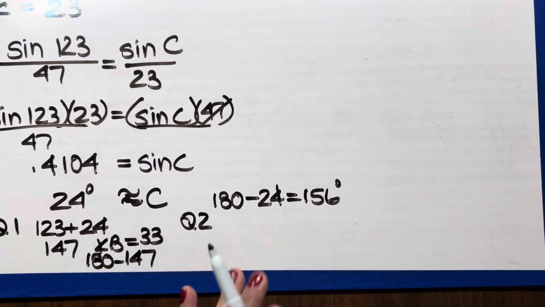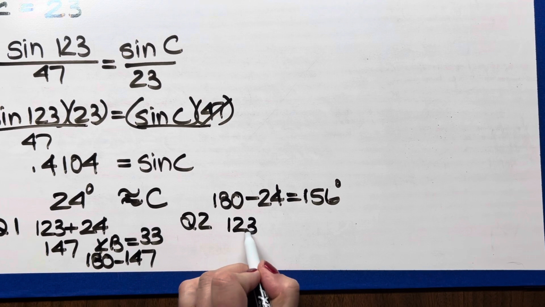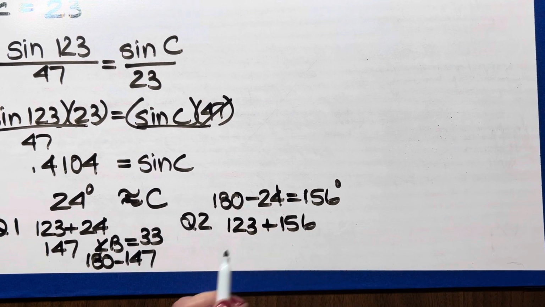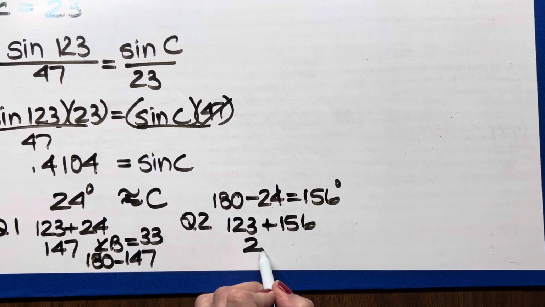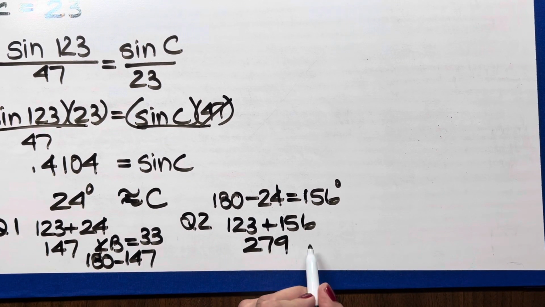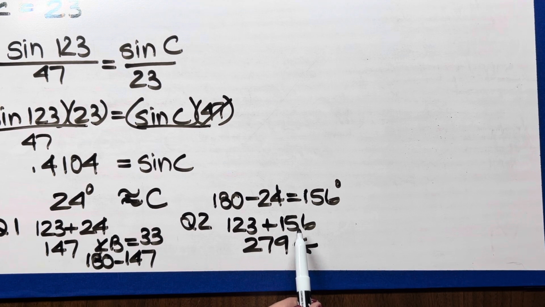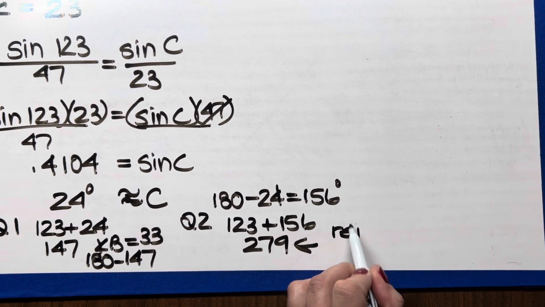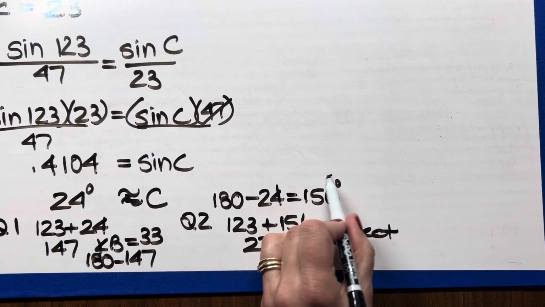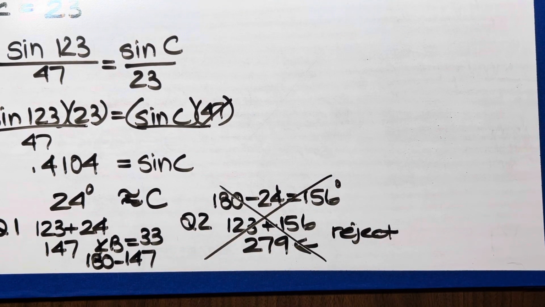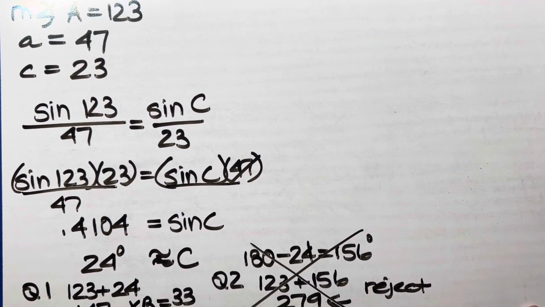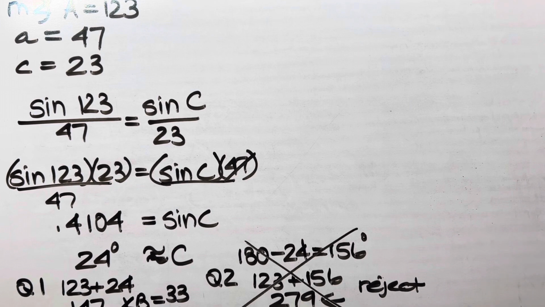So let's look at quadrant 2. If I take 123 degrees and add it to 156 degrees, I get 279 degrees. There is a red flag because triangles only have 180 degrees between all three angles. So I can't make a triangle that has a 123 degree angle and a 156 degree angle. So this is too big. I reject my second value. This is not going to work to make another triangle. So I know that I'm only going to have one triangle with the information that I have so far.